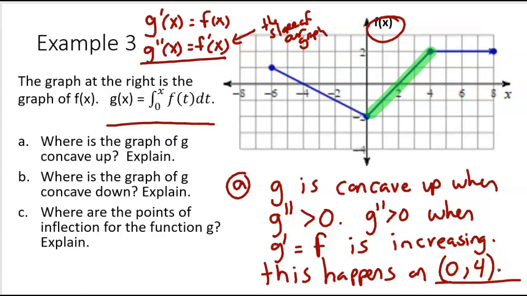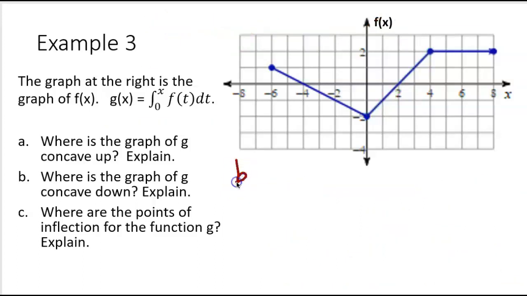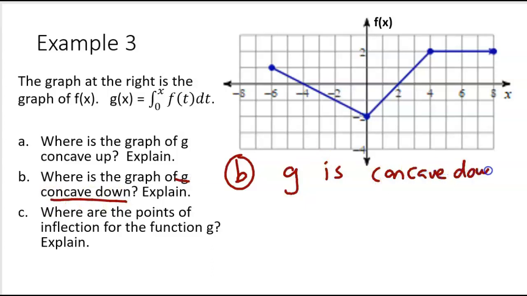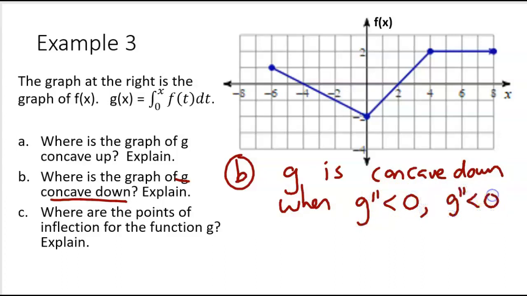All right, let's go take a look at part B. Part B, the graph of g. Where is the graph of g concave down? Well, g is concave down when, maybe you guys could predict what I'm going to write here, when g double prime is less than 0. And g double prime is less than 0 when g prime, which is the same thing as f, is decreasing.